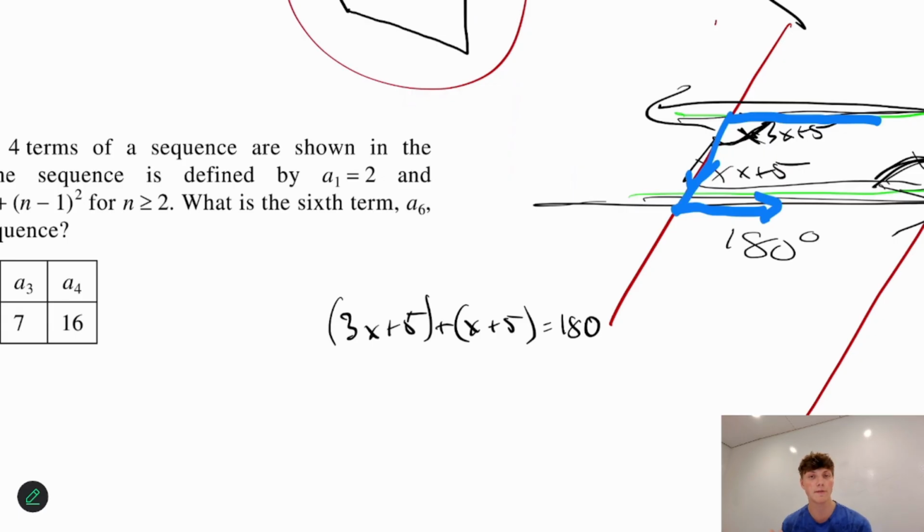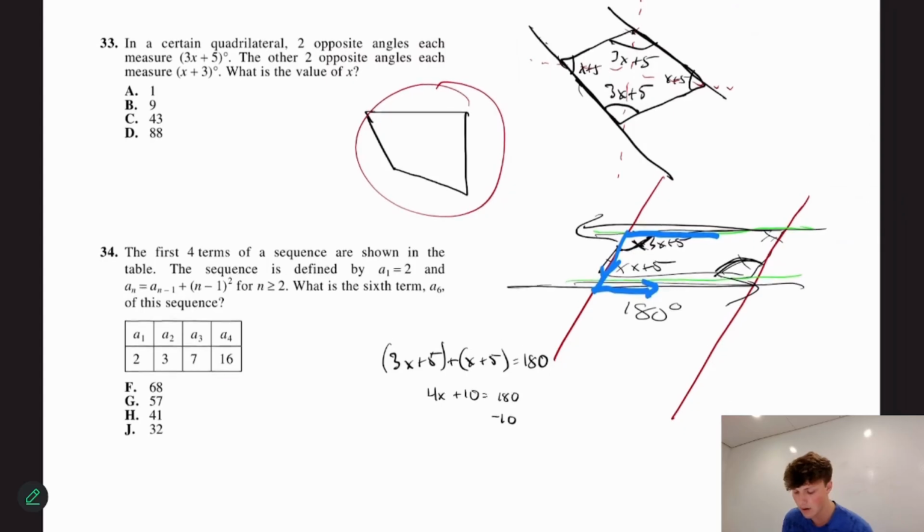That was a little bit difficult to work through to get to the exact equation that we needed, but once we get to the equation, it becomes very easy. All right, 3x plus x is 4x, 5 plus 5 is 10, equals 180. Subtract 10 from both sides.